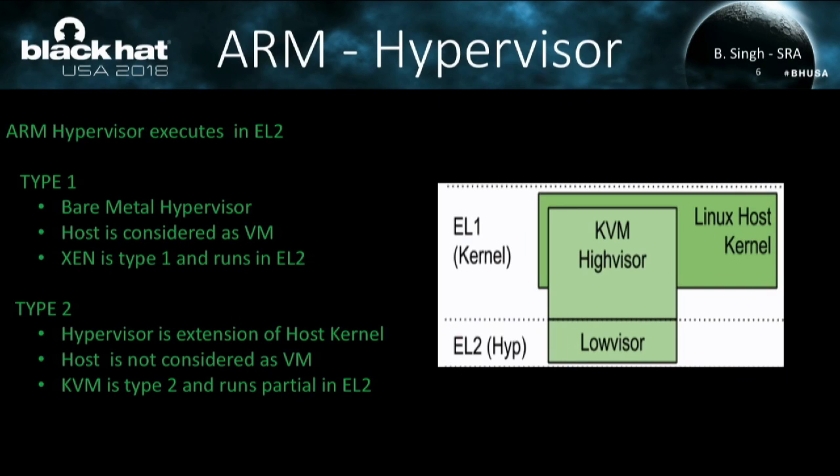Low visor runs in EL2, and this is the core guy, and it does the configuration of the hardware and the VM switching. So this component does the low-level stuff, and the high visor runs with the Linux kernel, and it uses the resources that are provided by the Linux kernel.